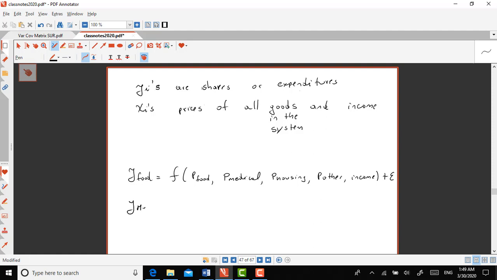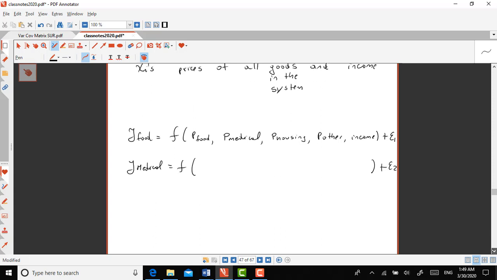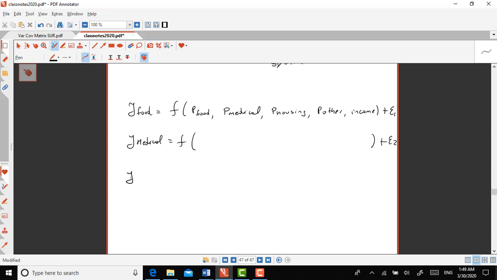So we'll need another equation for medical care. Again, it's going to be a function of those same variables. This is the first error, and this is going to be the second error. We're going to have another equation for housing. Again, it's going to be a function of exactly the same variables, with its error term. And we'll have another equation for other goods.